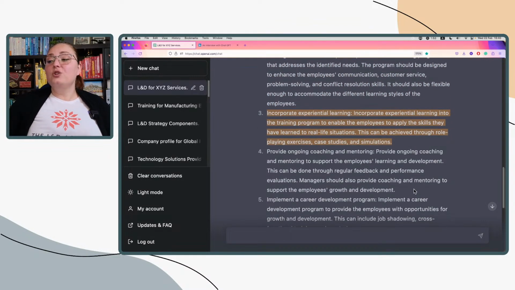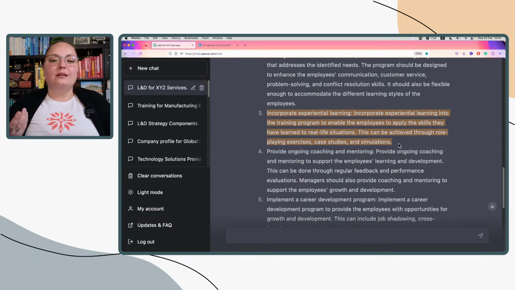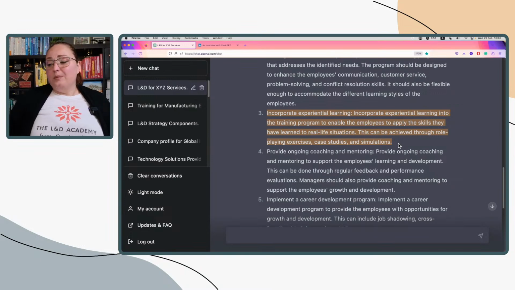Incorporate experiential learning. It knows I'm a fan of experiential learning. It's sucking up to me. Let's see. Incorporate experiential learning into the training program to enable the employees to apply the skills they have learned to real life situations. This can be achieved through role-playing exercises, case studies, and simulations. So to me, this is going into a granularity level that I don't necessarily feel should be in a learning and development strategy. Should you incorporate experiential learning? Absolutely. Should it be only as part of a training program?